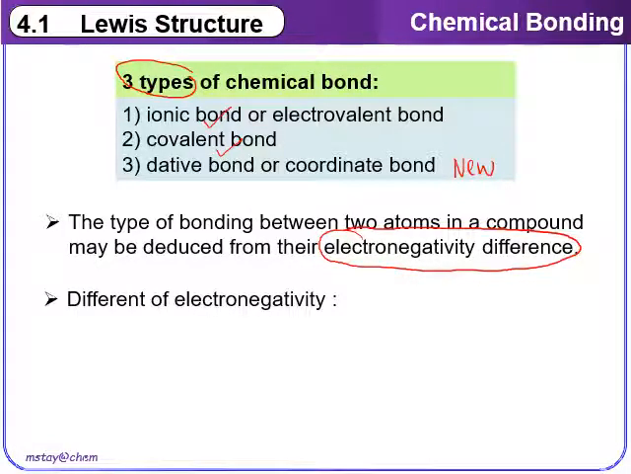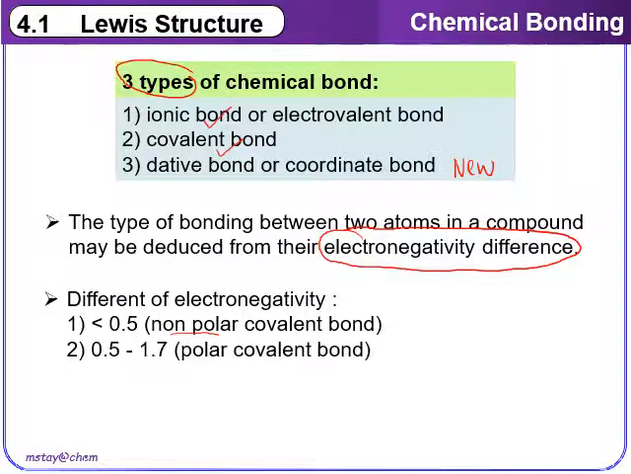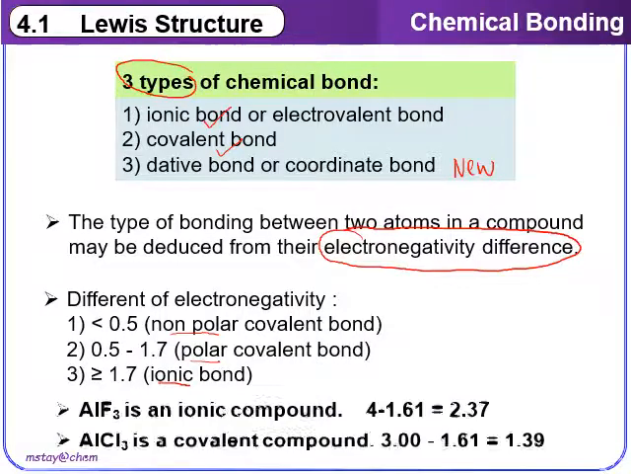So generally, based on the 3 types of chemical bonds, if the difference of the electronegativity is less than 0.5, we consider it as non-polar covalent bond. While if the electronegativity difference is between 0.5 to 1.7, this covalent bond is known as polar bond. If the electronegativity difference is more than 1.7, then we will consider the type of bond between the 2 atoms to be ionic bonds.